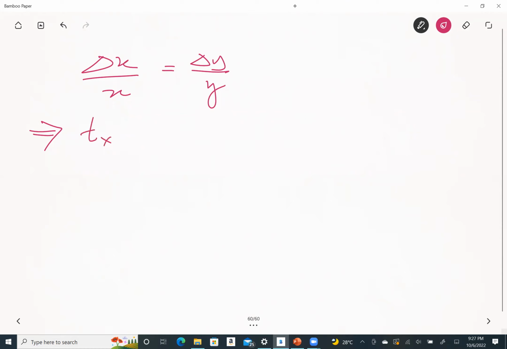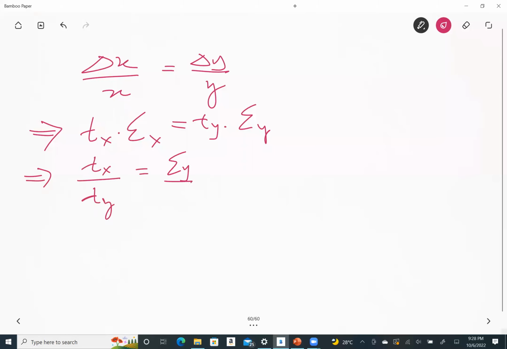You tax on good X multiplied by the price elasticity of demand of the good X equal to the tax on Y, not divided, multiplied by the price elasticity of Y. So the tax on X multiplied by the price elasticity of demand of X equals the tax on Y multiplied by the price elasticity of demand for Y. You rewrite the elasticities on one side, the tax rates on the other side.